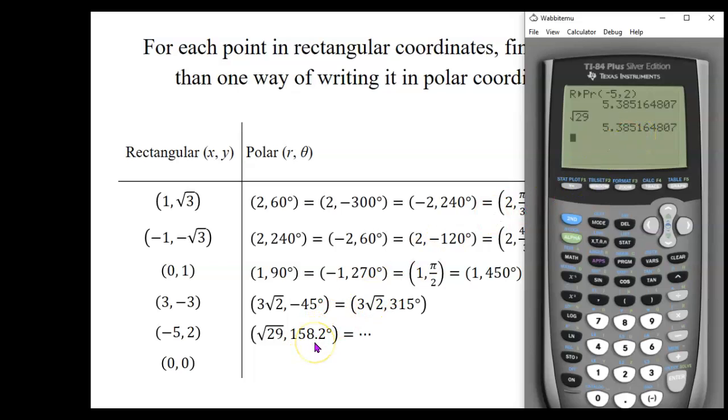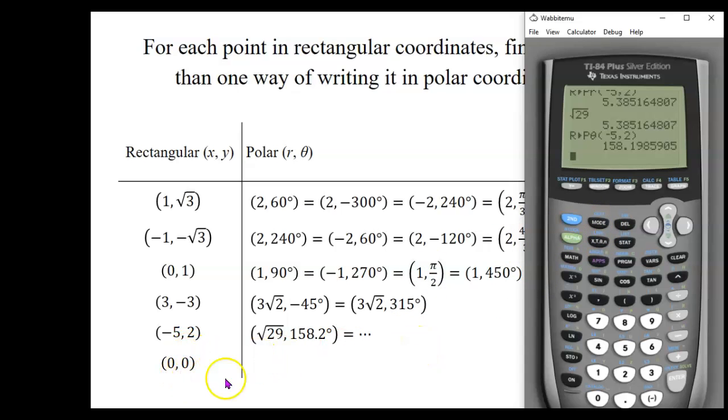And then for the angle, the theta coordinate, go back to that angle menu, select number 6, rectangular to polar theta, and again put in -5, 2. I was in degree mode and it gave me approximately 158.2 degrees. Of course, if you wanted the radians, you could be in radians mode and ask it.